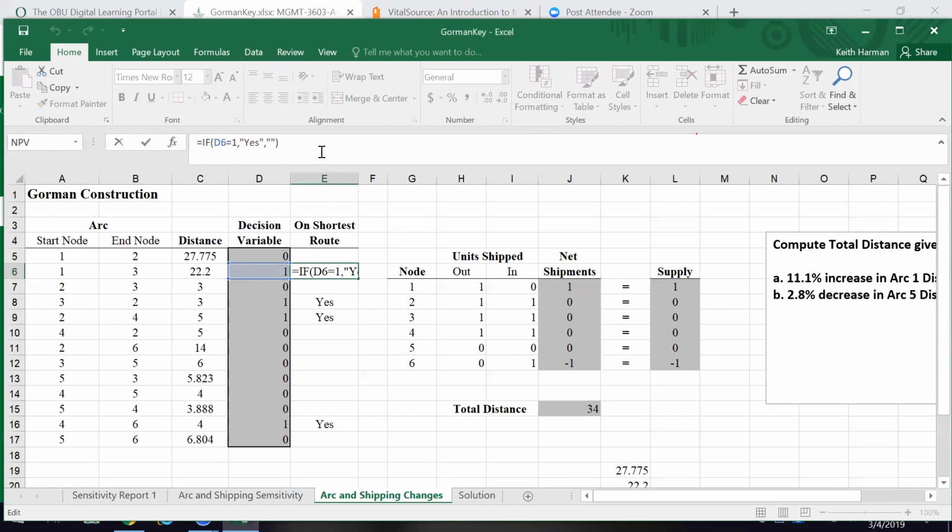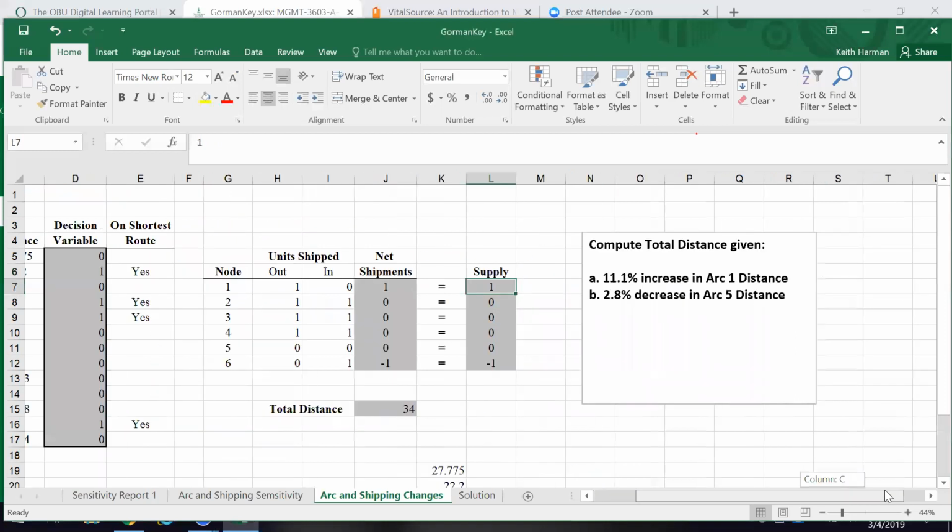You'll notice there we have, I don't know how many routes we've got there, I guess we've got 12 or 13, and there are 4 of them. So we have 4 solutions, if you will, 4 shortest routes. And you can see we've got each node, what goes out, what goes in, the net shipments, and the supply.